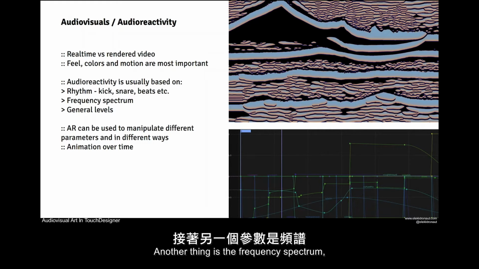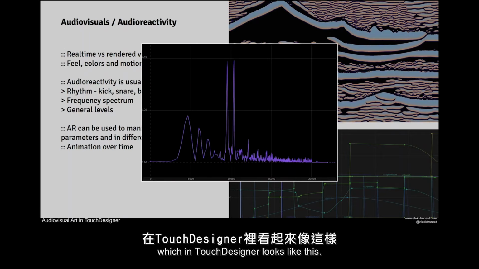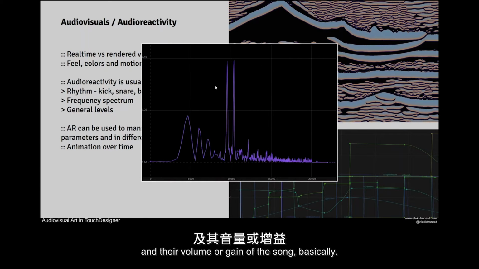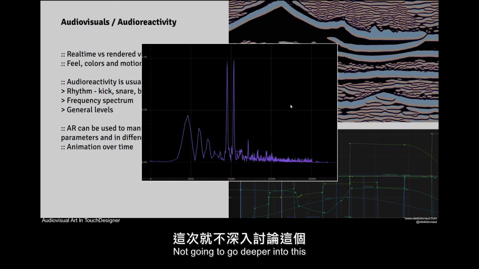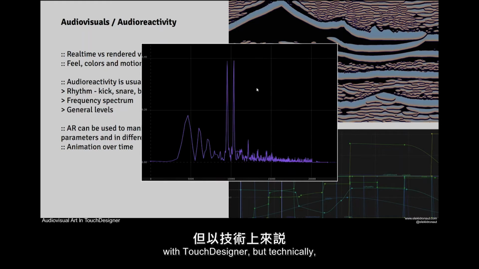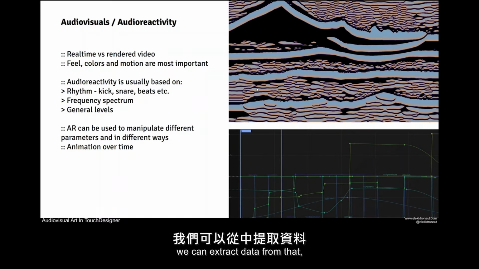Another thing is the frequency spectrum, which in TouchDesigner always looks similar to this. We have a range of 0 to roughly 20,000 hertz, which represents all the different frequencies and their volume or the gain of the song, basically. So we can extract different data from this as well. I'm not going to go deeper into this, and it's also kind of hard to work with this in TouchDesigner, but technically we can extract data from that.